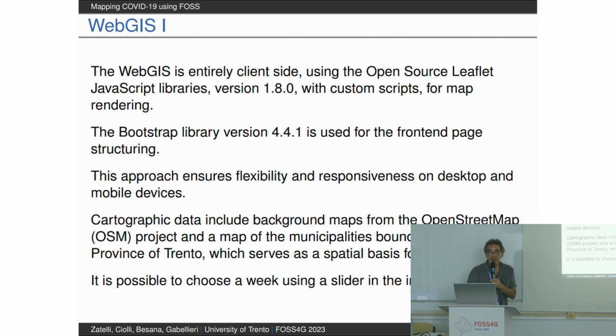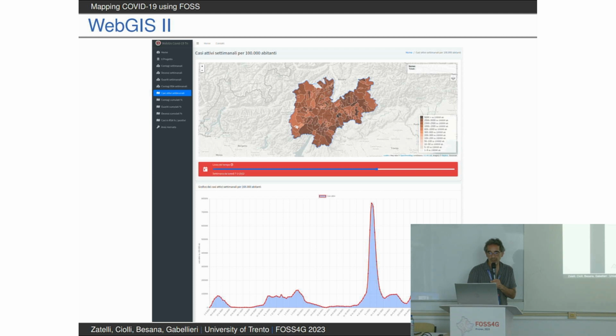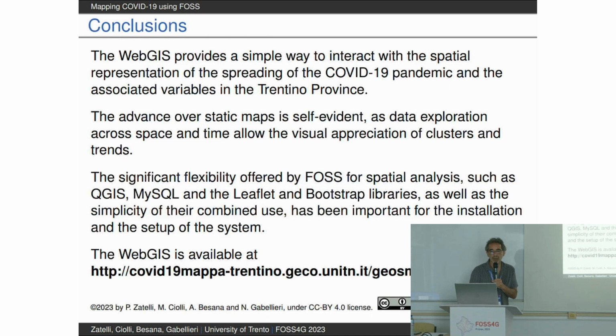The WebGIS is entirely client-side using the open source Leaflet JavaScript library, and the Bootstrap library version 4.4.1 is used for the front-end page structuring. This approach ensures flexibility and responsiveness on desktop and mobile devices. Cartographic data include background maps from the OpenStreetMap project and a map of municipality boundaries from Trento. It is possible to choose a week with a slider in the interface, which is interactive. We will see it in one minute.